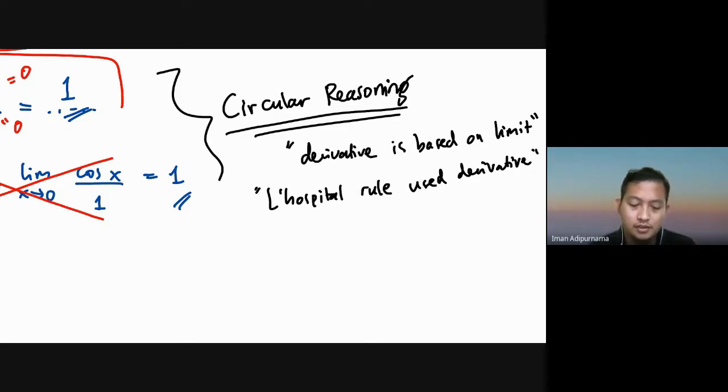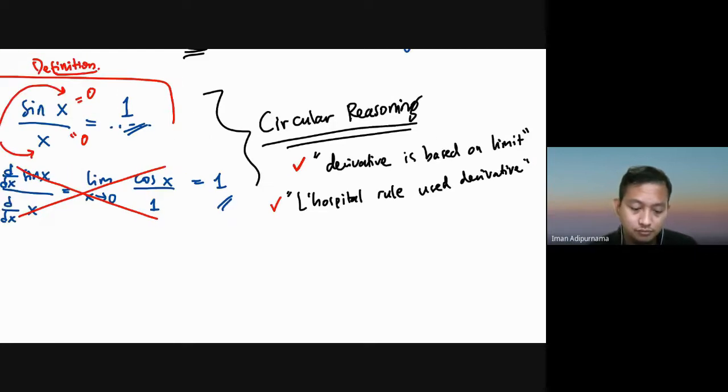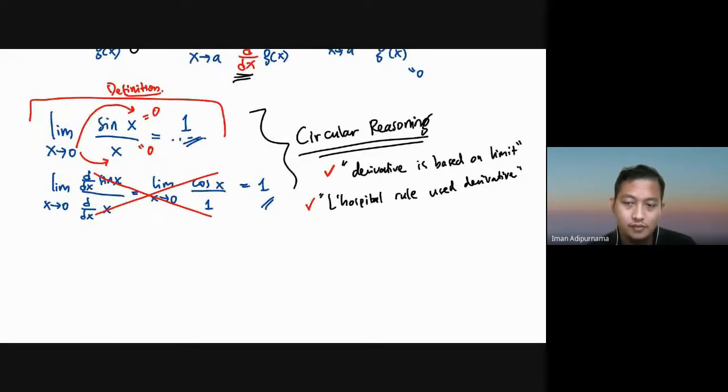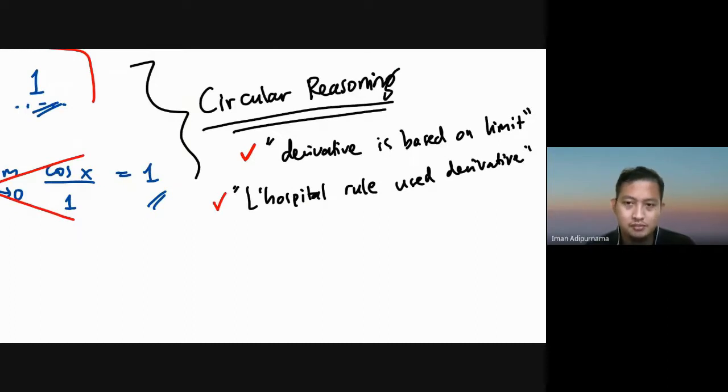Okay, so which one is the first step? Should be this one, right? We need to understand the limit first, and then we apply the derivative, and then you are using L'Hopital rule and using the derivative you know before, right? Yeah, later I will show you, but please listen to this first.